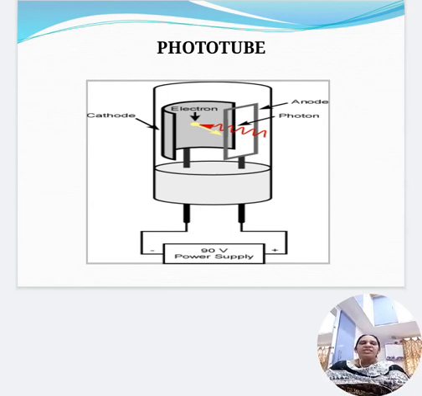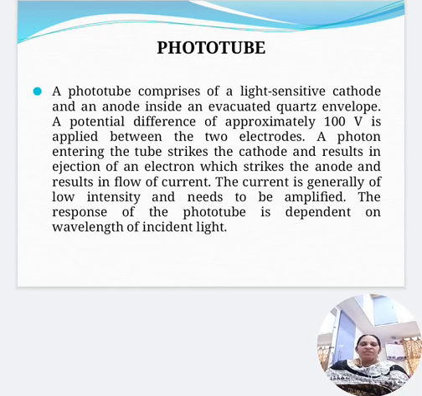So you have a photosensitive material. The cathode is made up of photosensitive material. You have a cathode and an anode placed in an evacuated quartz envelope. And a potential difference of approximately 100 volts is applied between the two electrodes. When the light radiation is incident on this envelope, the photon entering the tube strikes the cathode and results in ejection of an electron, which strikes the anode and results in the flow of current. The current is generally of low intensity and it needs to be amplified. The response of the phototube is dependent on the wavelength of the incident radiation.